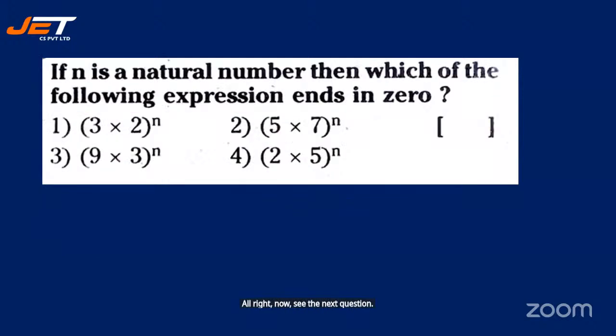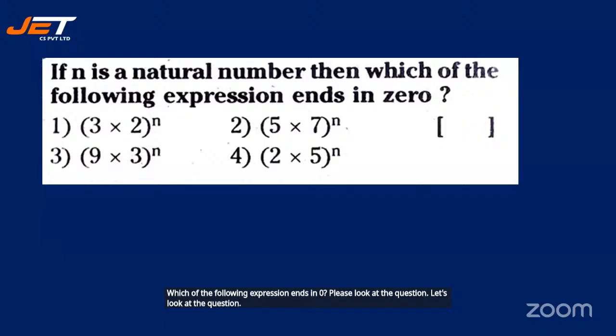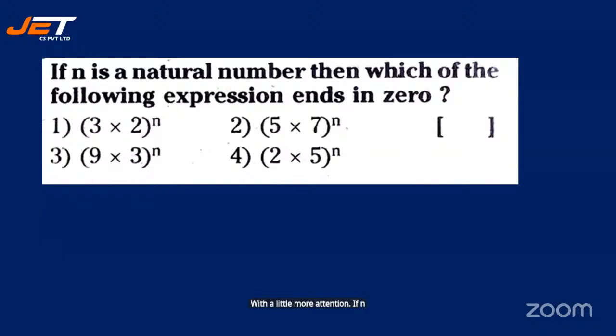If n is a natural number, then which of the following expression ends in 0? Please look at the question. Let's look at the question with a little more attention. If n is a natural number, then which of the following expression ends in 0? Is it 3 into 2 to the power n, 5 into 7 to the power n, 9 into 3 to the power n, 2 into 5 to the power n?